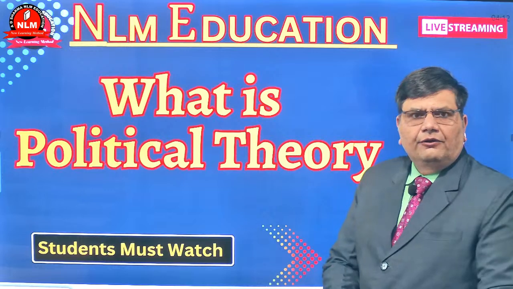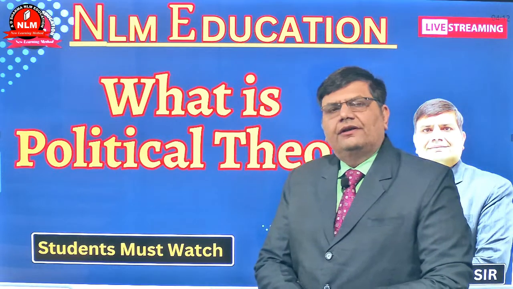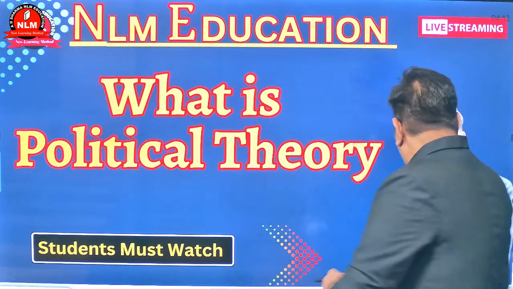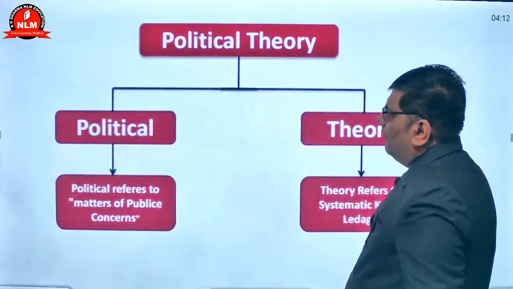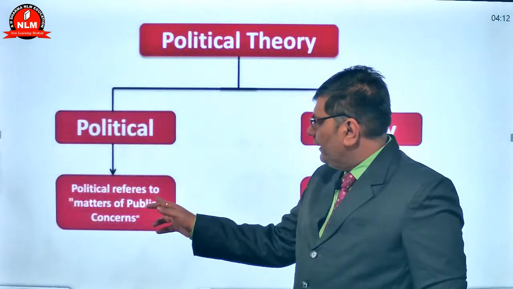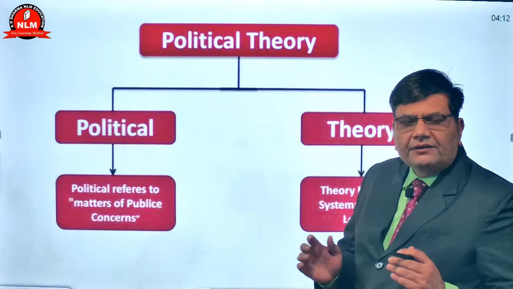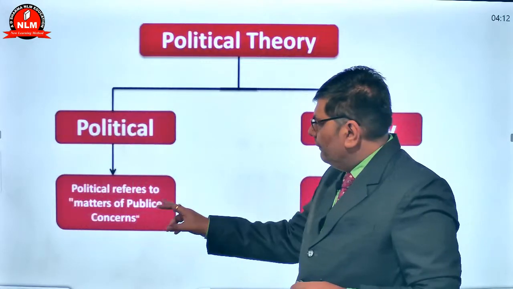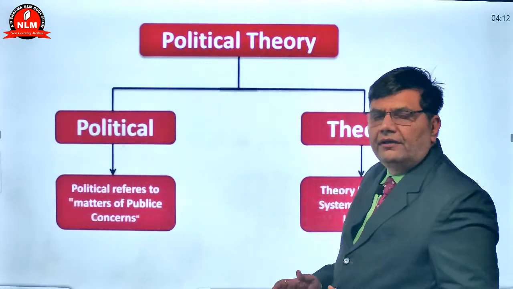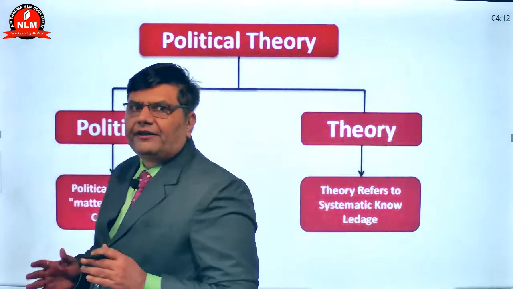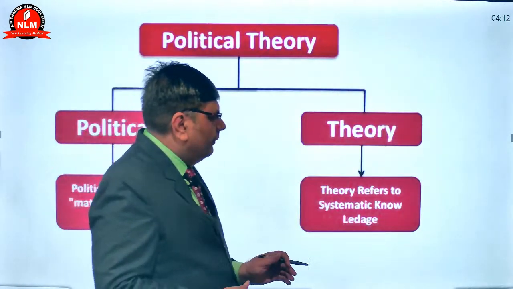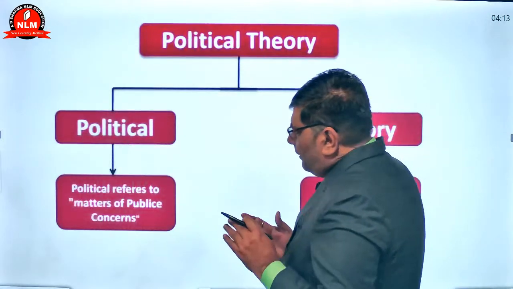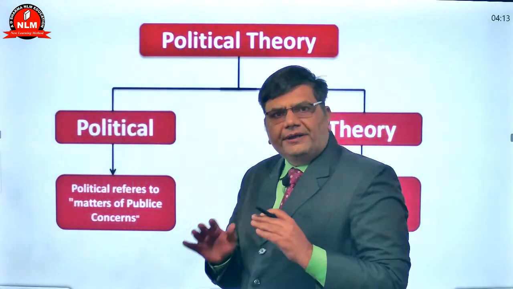Today we will discuss what is political theory. As you know, political theory comprises two words, political and theory. Dear friends, political refers to matters of public concern. It means political is related to public concerns, and theory refers to systematic knowledge. It means political theory is the systematic study of matters of public concern.